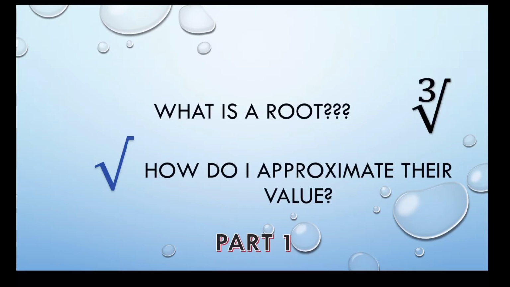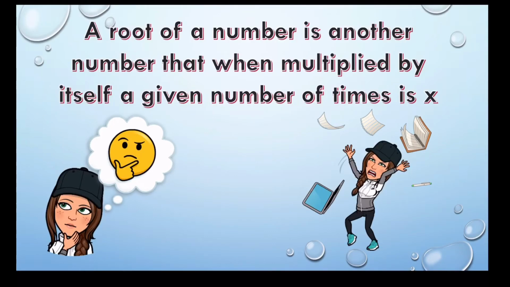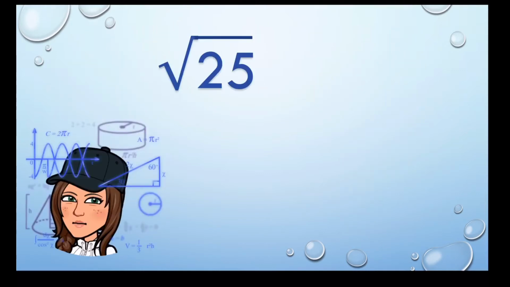So definition. A root of a number is another number that when multiplied by itself a given number of times is x, meaning whatever I can multiply to get that number. So when a teacher says that, you're like, what? What in the world? Okay, kind of makes you feel like my Bitmojis. But if we can break this down, here's what it means.